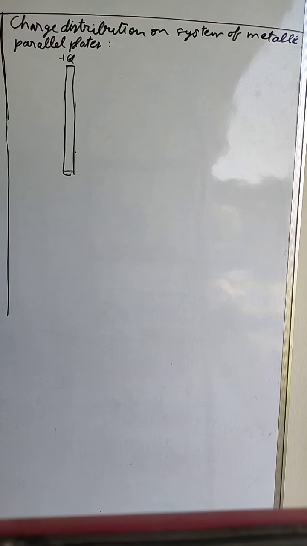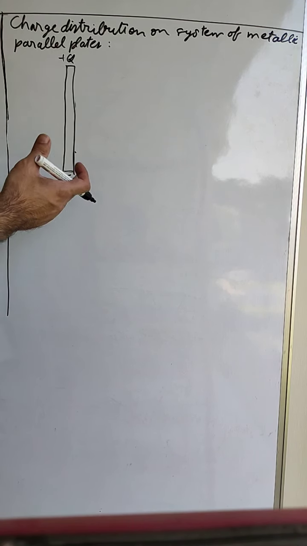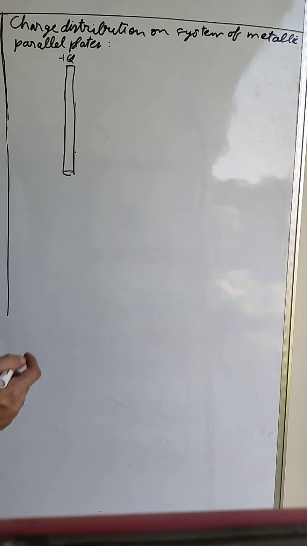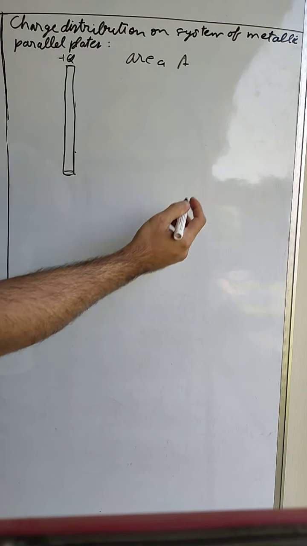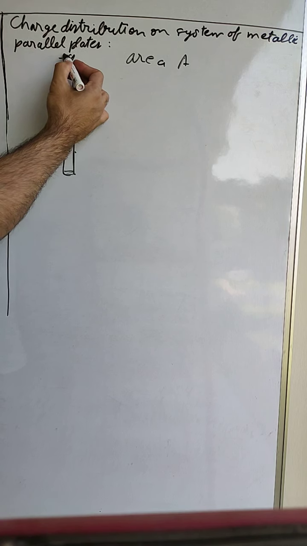In this video, we will study the charge distribution on a system of metallic parallel plates. We have already studied the charge distribution on the surface of metallic spheres and shells, and we also did the cases of earthing. Now here we have a large metallic plate of area A, and the charge given to this plate is plus q.